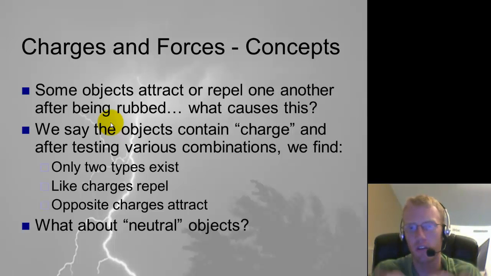And so we try to understand, okay, well, what's causing this to happen? And so what we can do is identify that something is on these objects which is making them attract or repel, which is therefore causing a force. And after lots of experimentation, which we will do in class to conclude the same stuff, the results end up being that there are only two different types of charge. Like charges are going to repel, and opposite charges are going to attract.